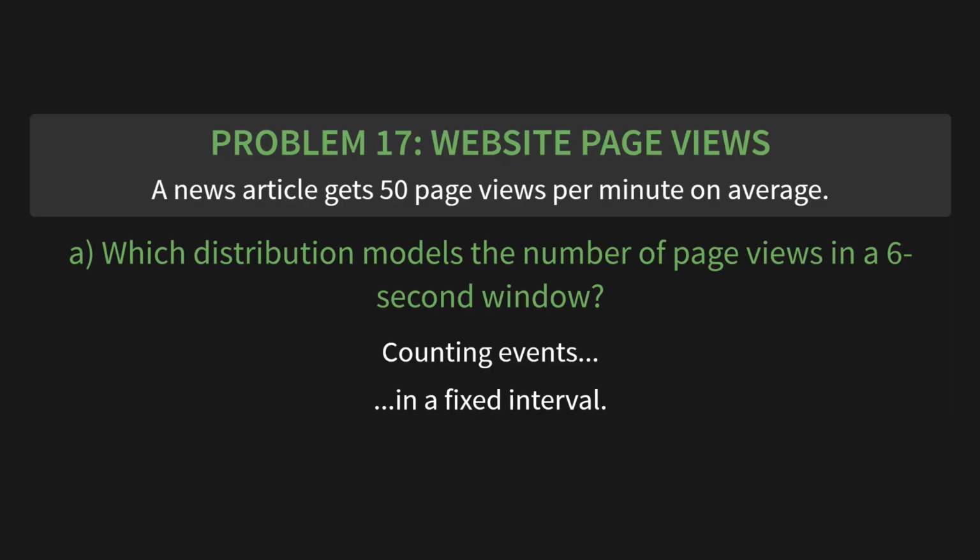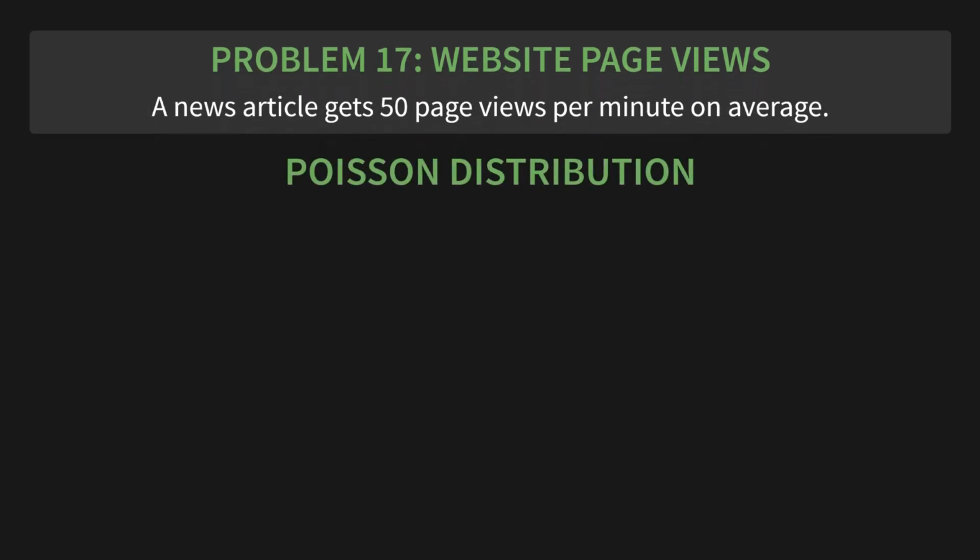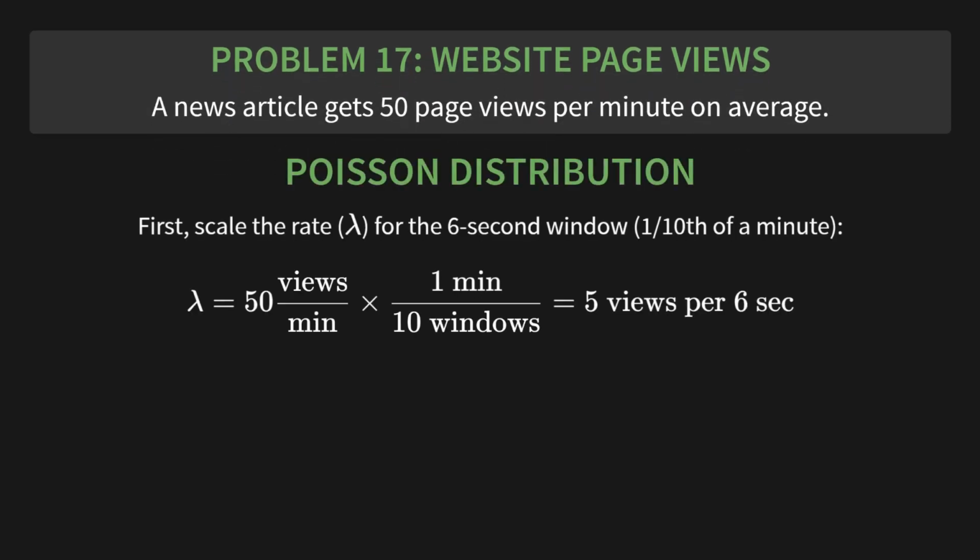We're counting events in a fixed interval. That's the telltale sign of a Poisson distribution. But first, we have a little prep work to do. We need to scale the rate, lambda, for our 6-second window. A 6-second window is 1/10 of a minute. So we take 50 views per minute and multiply by 1 minute per 10 windows, giving us a lambda of 5 views per 6 seconds.